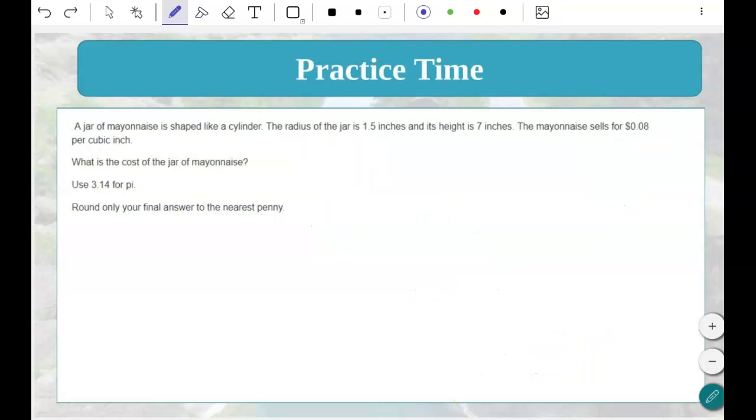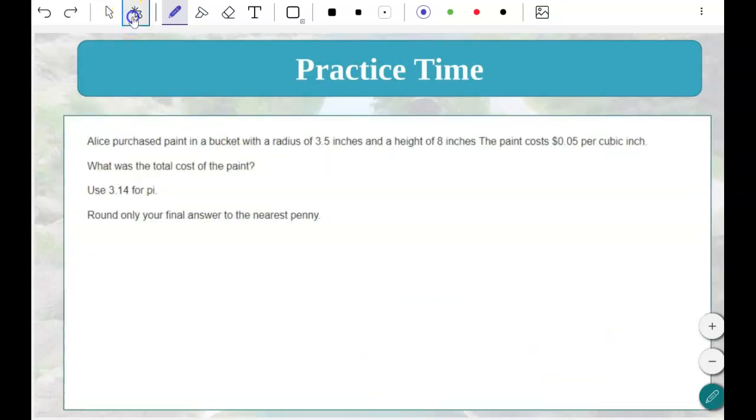All right, next one. Alice purchased paint in a bucket with a radius of 3.5 inches and a height of 8. Paint costs 5 cents per cubic inch. What's the total cost? Okay, similar type of problem. This time we're going to have a bucket of paint. Excuse my drawing, it's terrible. The height is 8 inches. The radius is 3.5.